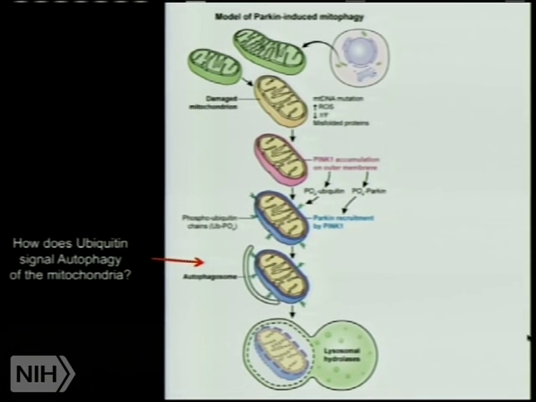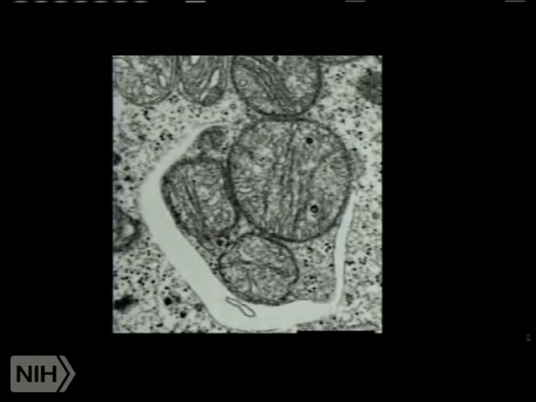And then the last thing, if I've got time, is how do these ubiquitin chains signal autophagy? And I really haven't talked about autophagy. I just said it, and I showed some pictures of it. So what's the real evidence that there's autophagy of the mitochondria?